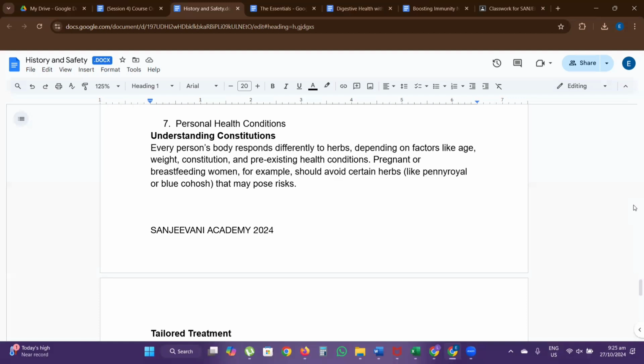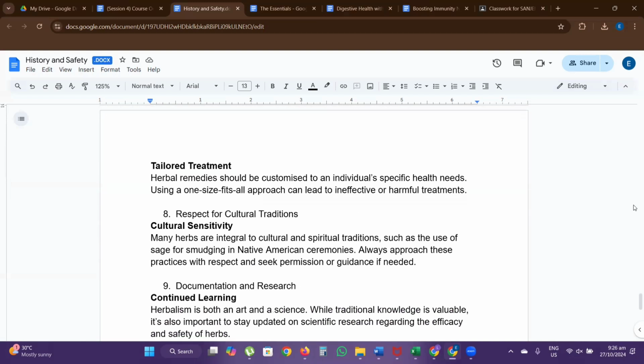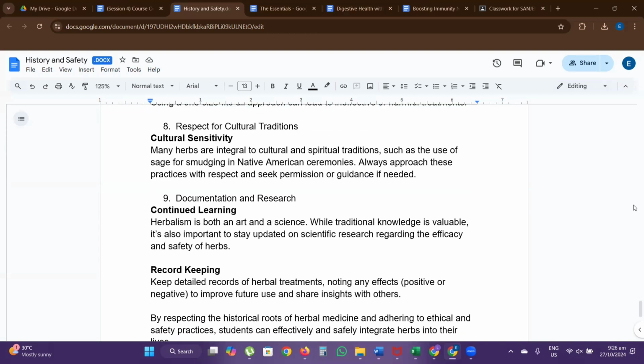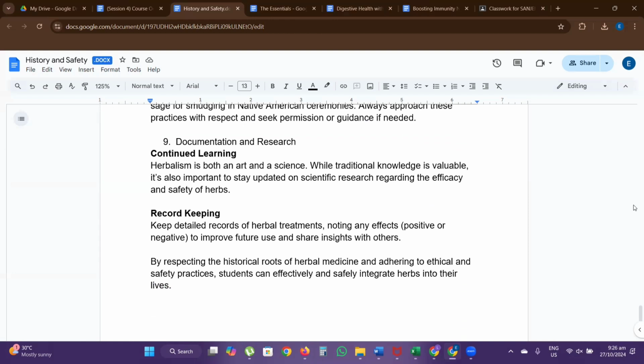And always make sure you understand the things about the person you're making this for, whether it's yourself, your family, anybody. Ask all the questions. They might not think that something is relevant, but ask as many questions as you can to find out what is going on, because sometimes they might think it's irrelevant and omit it. So we know that herbal medicine gives you that tailored treatment. We talk about cultural sensitivity when I talk about the indigenous practices, and then record keeping.